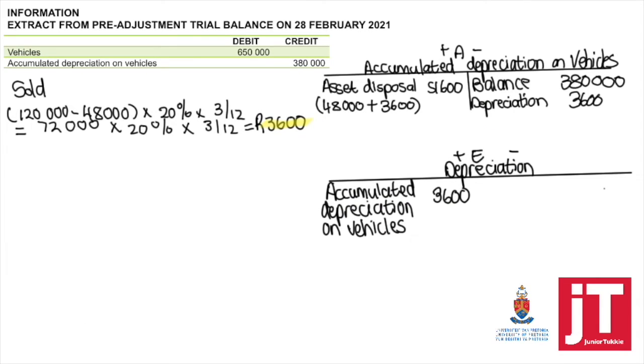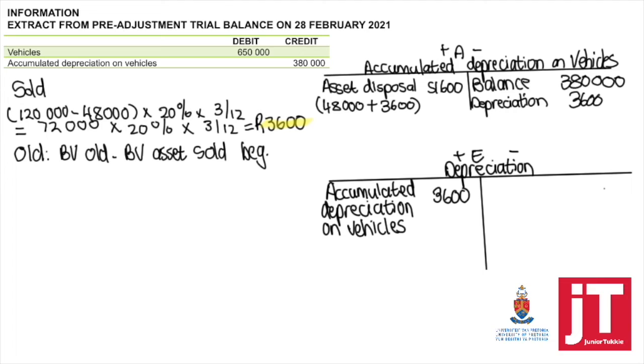Now, we've only calculated on the sold. Now we need to find out the remaining, the old. We need to use the book value. So this is the difficult one. How do I get the book value of the remaining? There's different ways to approach it.